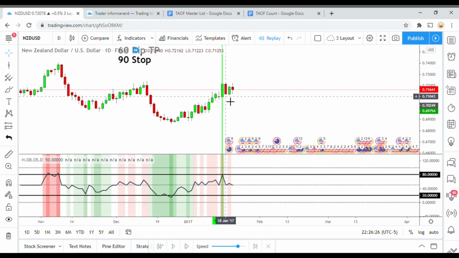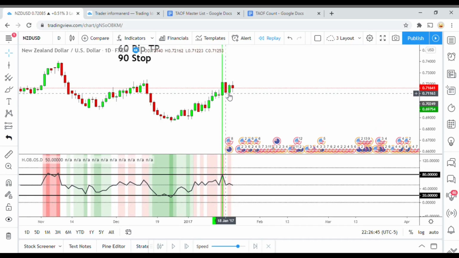And at the close of that red candle would be the entry. So this big red candle right here would be our signal candle. That's the close of this big red candle, so that way we know that it is actually a red candle. That would be our entry, and we would be in a trade right here.